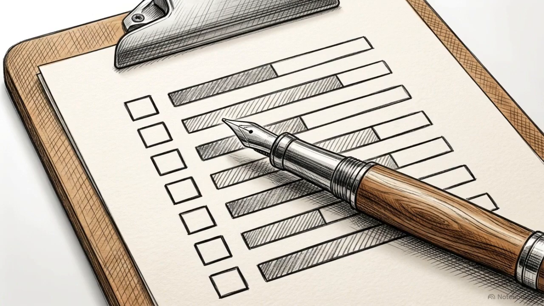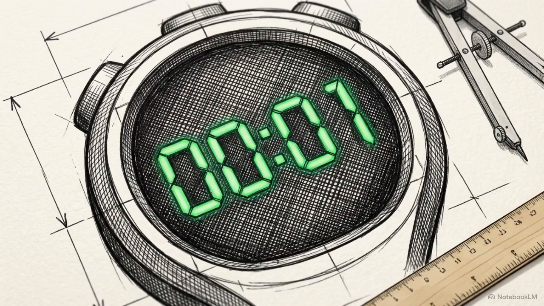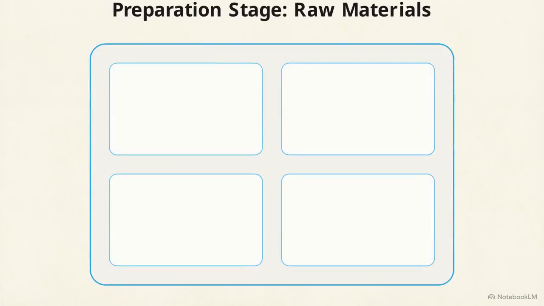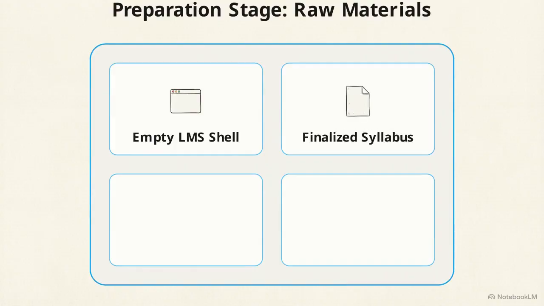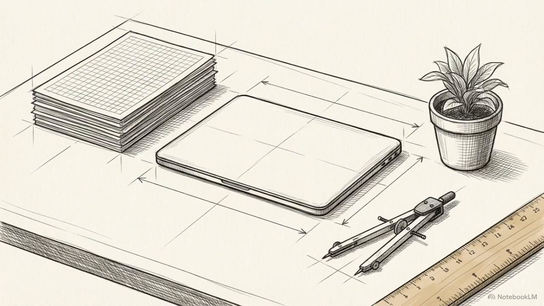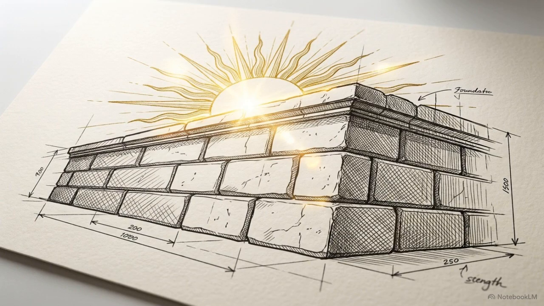It is a 9-point checklist designed to engineer a comprehensive course overview and introduction, ensuring every learner knows what to do from minute one. This diagram shows the 4 raw materials you need to gather before building this introduction. You need an empty LMS shell, a finalized syllabus, a professional photo of yourself, and the exact URLs for your institution's current policies. Organizing these materials clearly removes learner anxiety. By structuring that first impression, you build a stable foundation that allows students to focus entirely on academic success.